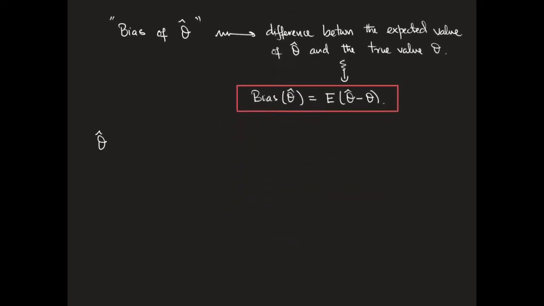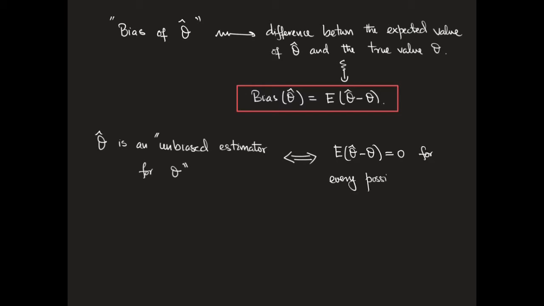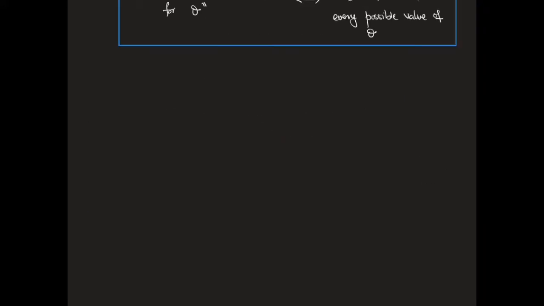This leads us to our first important definition. We will say that theta hat is an unbiased estimator for theta if the bias, that is the expected value of theta hat minus theta, equals 0 for every possible value of the population parameter theta. Let's work out some examples to get a hang for what's going on here.